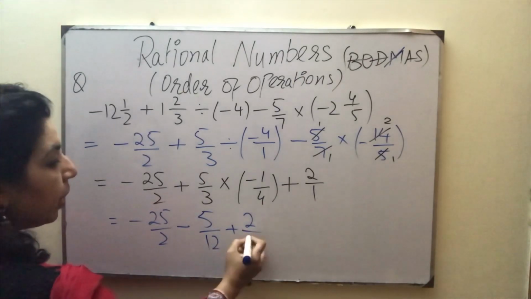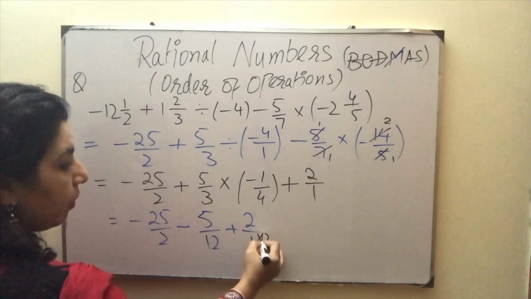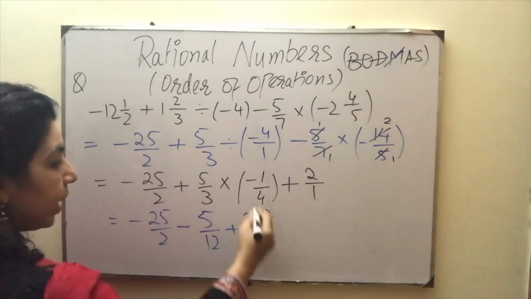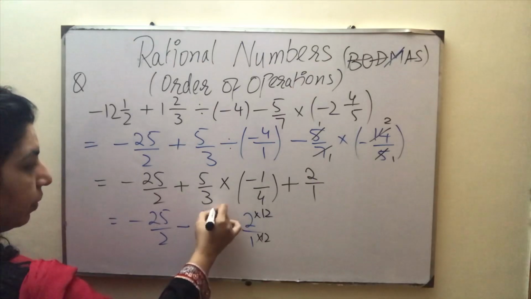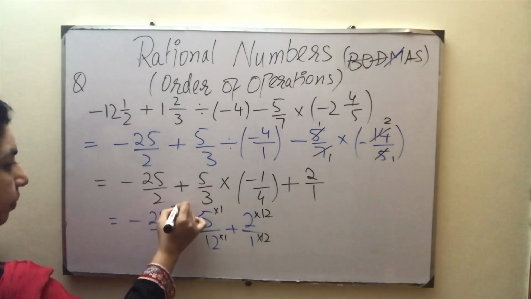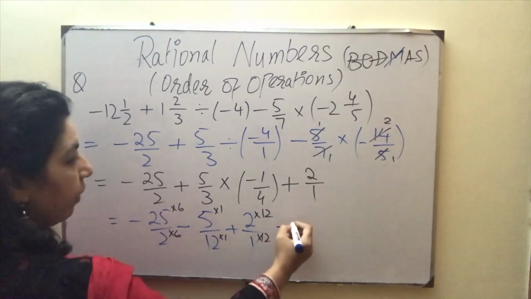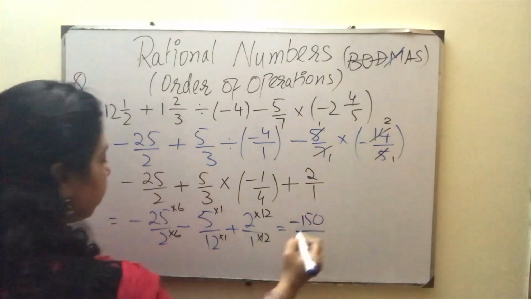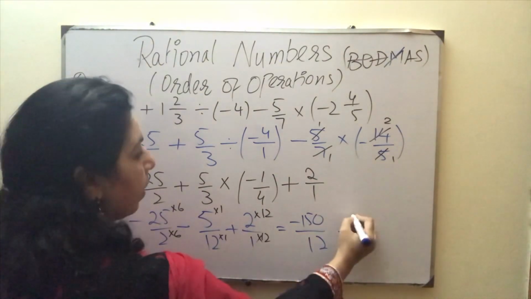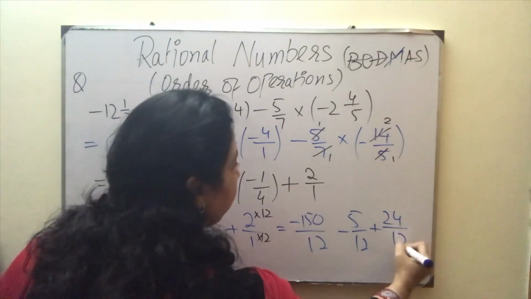12 and 2. LCM is 12. 1 multiplied 2, sorry, 12. 2 multiplied 12, same number. We are making the denominator same. 2 multiplied 6, 25 multiplied 6. I will be having minus 150 over 12, minus 5 over 12, plus 24 over 12.